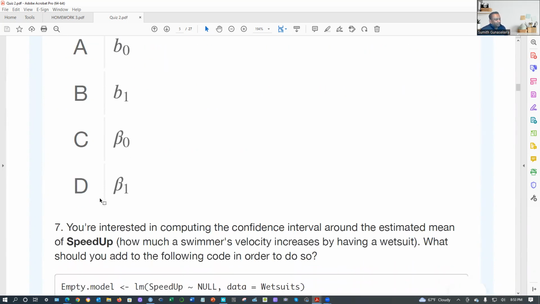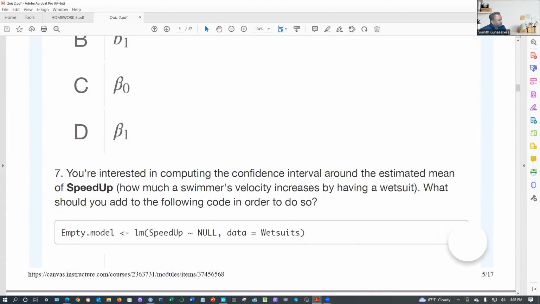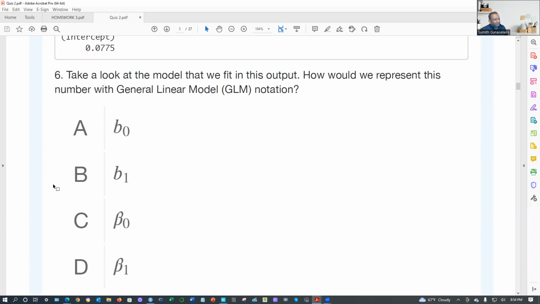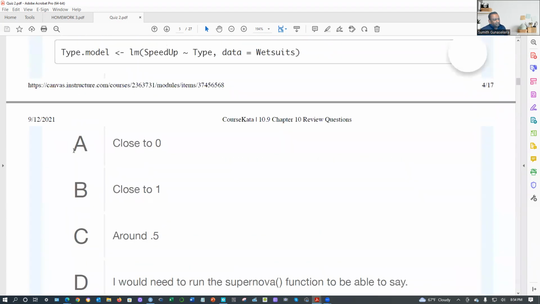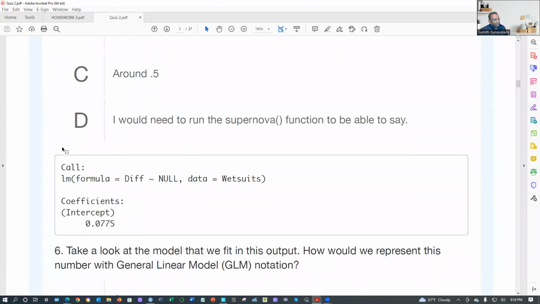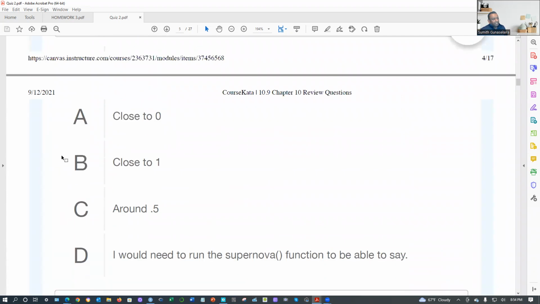You are interested in computing the confidence interval around the estimated mean of speed up. How much has swimming velocity increased by having a wetsuit? What should you add to the following code in order to do so? Speed up has been fitted with the null model. When fitting the null model, it doesn't take into account anything.